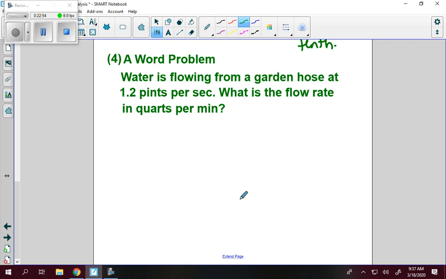And now let's try a word problem. We all love word problems. Yay! Water is flowing from a garden hose at 1.2 pints per second. What is the flow rate in quarts per minute?